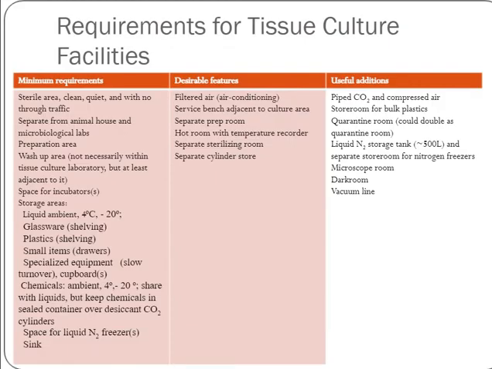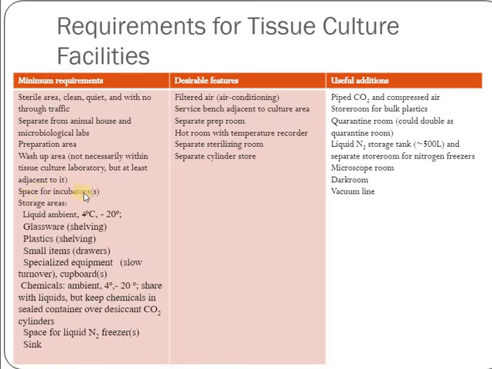The requirements of tissue culture facilities are as follows. The minimum requirement is a sterile area that is clean, quiet, and with no through traffic. There should be a separate animal house and microbiological labs. There should be a separate preparation area and wash-up area, not necessarily within the tissue culture lab but at least adjacent to it to maintain sterile conditions.